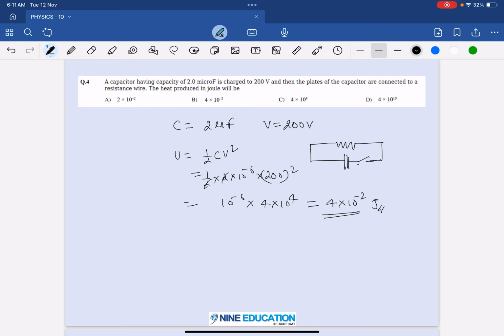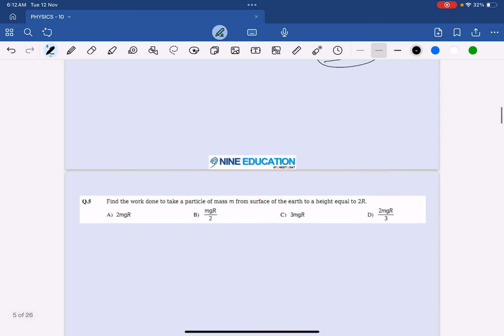Sir, the plates of the capacitor are connected to a resistor wire. The heat produced in joule will be. Sir, all this capacitor is going to get basically discharged, and all this energy will be used in heating. Yes or no? Or basically wastage as heating. Clear? So can we say that it is the same amount of energy that is going to be wasted here? Yes, sir. So it is going to become 4 into 10 to the power minus 2 as my correct answer. ठीक है बच्चों? Now, what is the next question?